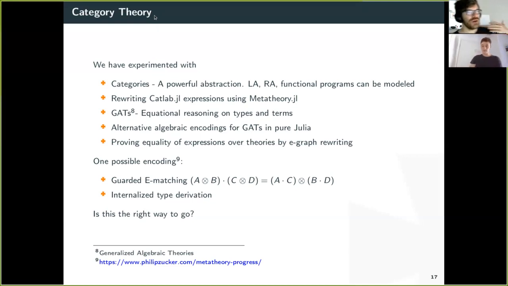So there are two applications of this that are very interesting: simplifying categorical expressions and also proving categorical theorems, equational theorems. And a very interesting future direction that Metatheory can go is outputting human readable proofs that it finds of these equational proofs.